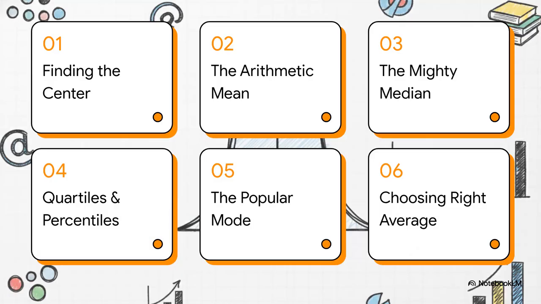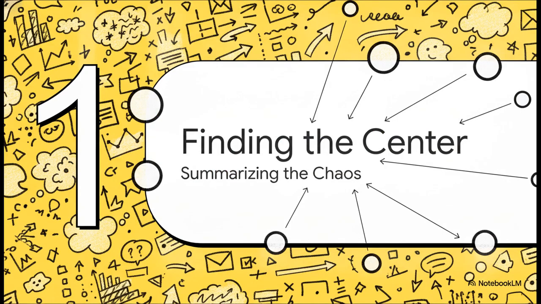Here's our roadmap for the chapter today. 1. Finding the center. 2. The arithmetic mean. 3. The mighty median. 4. Slicing data with quartiles and percentiles. 5. The popular mode. And finally, 6. Choosing the right average.